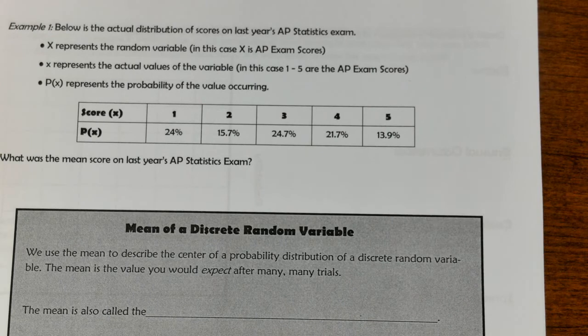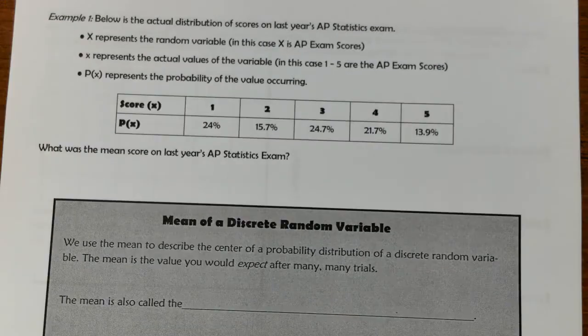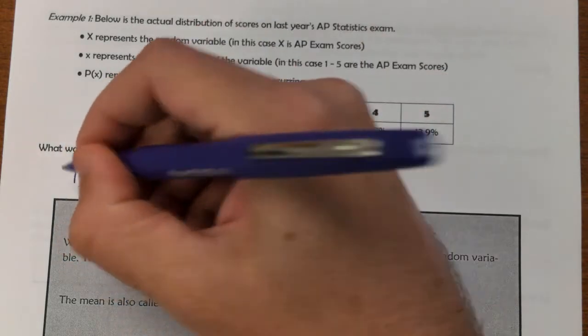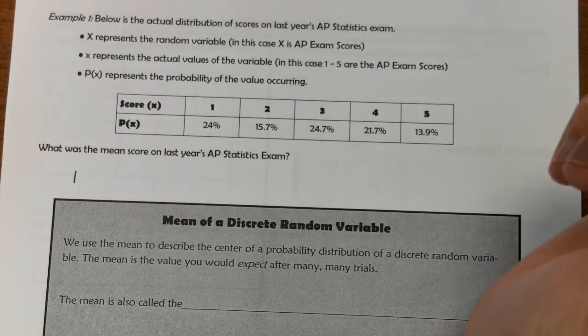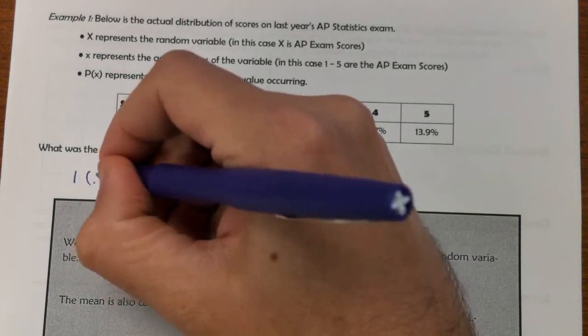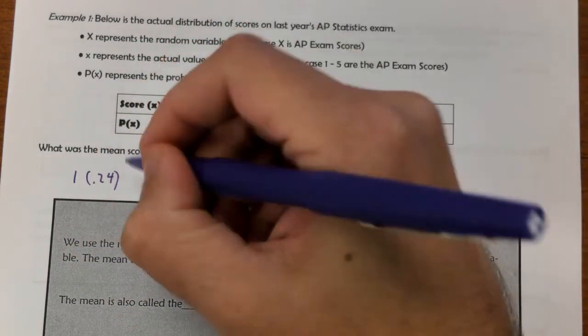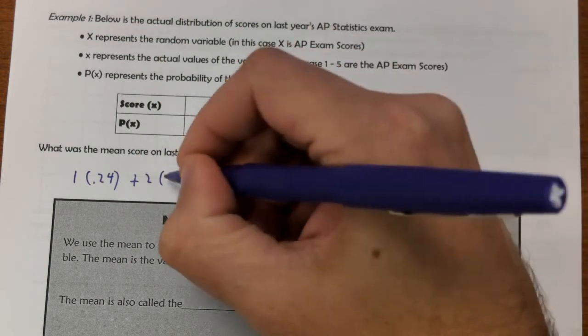Okay. So below is the actual distribution of scores on last year's AP statistics exams. This isn't actually last year's. This is a few years ago. I didn't really take into account last year's. Kids did okay last year, but not as well as they had in the past. Right? So I want to know, what is the mean on last year's AP exam? And again, this isn't necessarily for my class. This is for all classes. Right? So to find our expected value, or to find the mean, we're just going to take the score times its percent as a decimal and add all of them up.